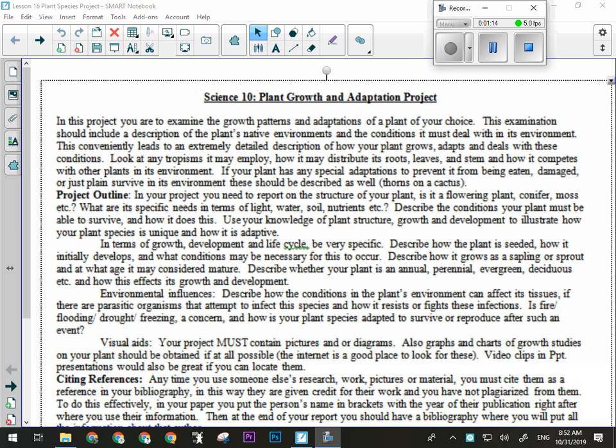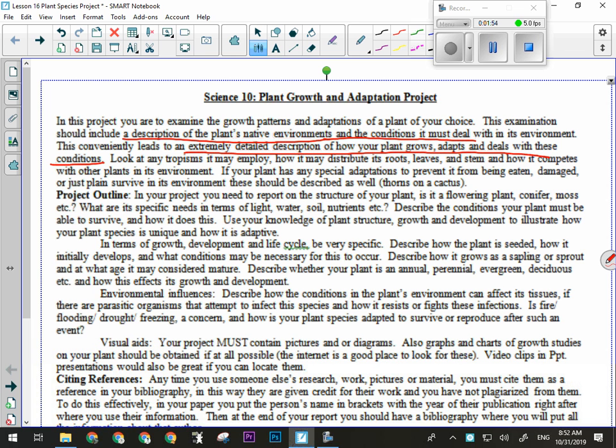Right, so we want to look at it mainly from that perspective and talk about as many of the things we've talked about in terms of plants, so transport, growth, and development as possible. Okay, so in this project you are to examine the growth patterns and adaptations of a plant of your choice. That should include a description of the plant's native environment, okay, and the conditions it must deal with. Okay, so if you're talking about a plant that grows in our area, it has to deal with changing seasons, okay, the fact that it's probably going to have to be dormant for 6 to 8 months of the year, stuff like that.